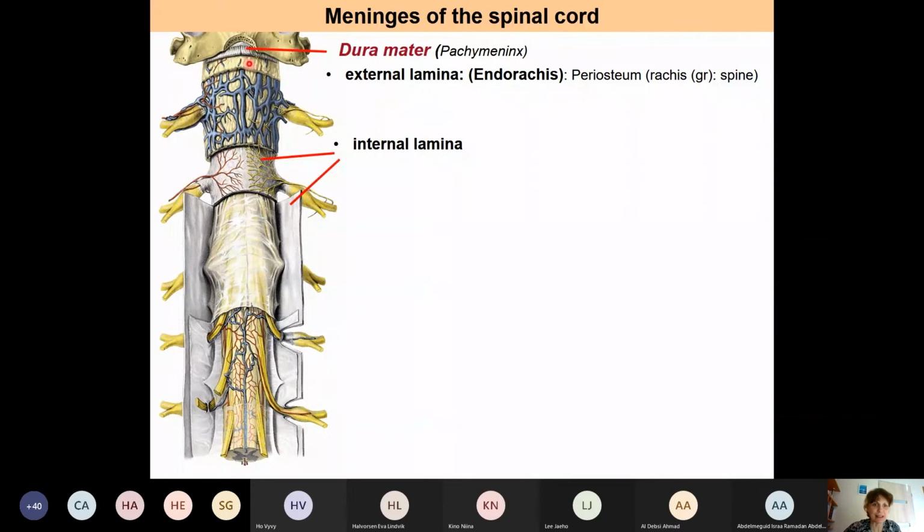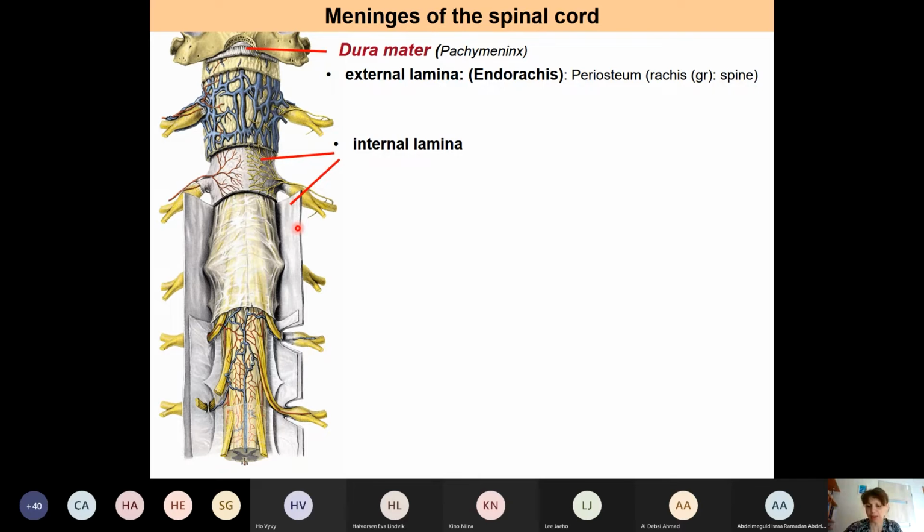The external lamina is here visible. This is what actually lines the spinal canal. It corresponds to the periosteum of the bone, and it can also be called endorachis. Rachis means spine in Greek. And then we have the dura mater proper. This is actually the internal lamina, which we have also seen in these previous pictures. And here you can see it as well.